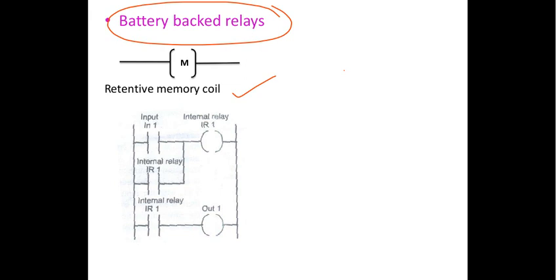Say memory coil, it is capable of storing the previous information. How does it store? By means of the battery backup.